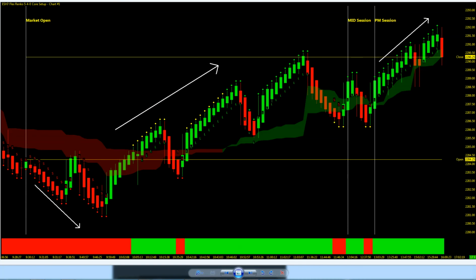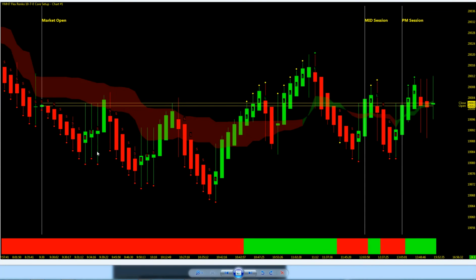All right, let's take a look at the YM. Price action again, I mentioned flat across the board pretty much, opening up here at 2001 and closing out at 2002. So not much action across the board on the YM.